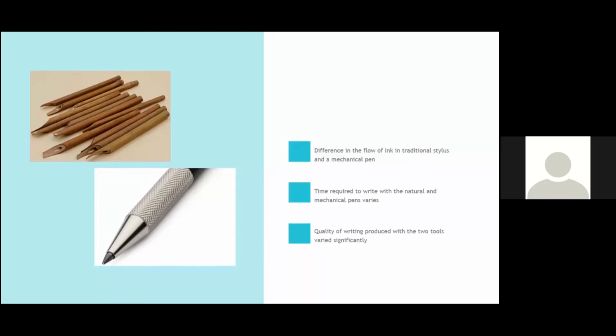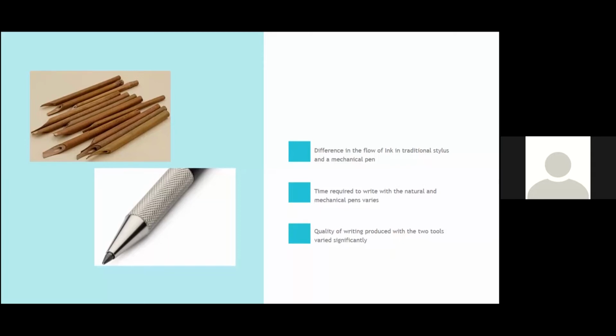In this process, I interviewed local people who have used this tool in the past and are now able to examine the major difference in the tools they have used previously and today's pens. Some highlighted differences felt by them between the two tools are, first, the ink flow in the mechanical pens, which is consistent throughout the writing process.